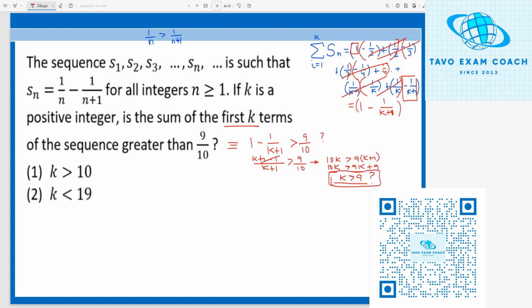So with this, we can easily analyze the statements. We don't need to crack our heads to say, oh, how do I interpret k greater than 10 or k is less than 19? With statement 1, we know that for the sum of the first k terms of the sequence to be greater than 9 over 10, k needs to be greater than 9. So statement 1 alone is sufficient, because a number greater than 10 is always greater than 9. What about the second? Well, a number that is less than 19 could be 15, an affirmative answer to the question. It could be 8, a negative answer to the question. So statement 2 alone is not sufficient. The correct answer is A.